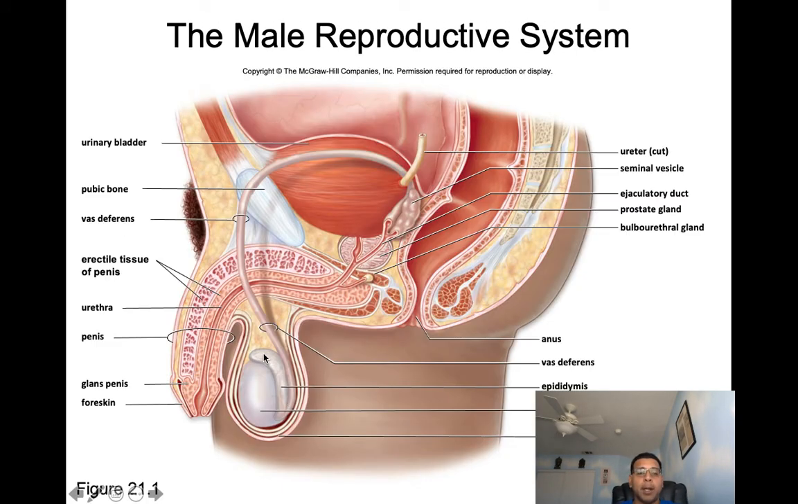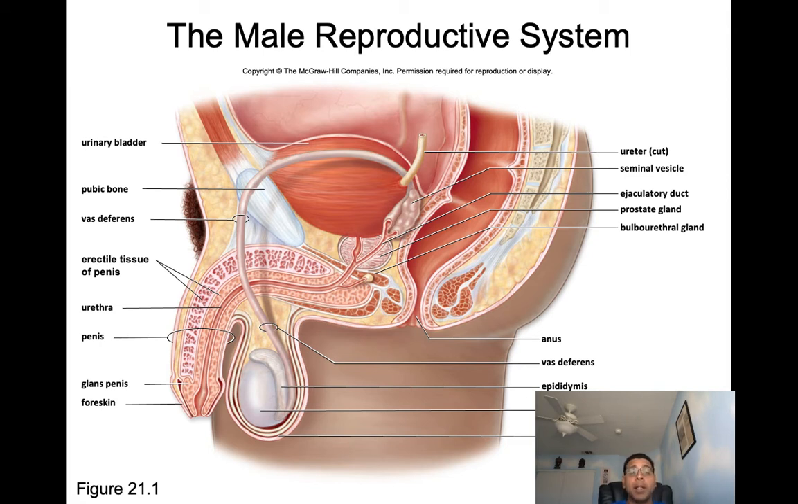And you can see that right inside of here, found on the outside of the testes, or on the dorsal aspect of the testes, we can say there as well. Sperm has to mature here so that way it can swim to the egg and do its job.